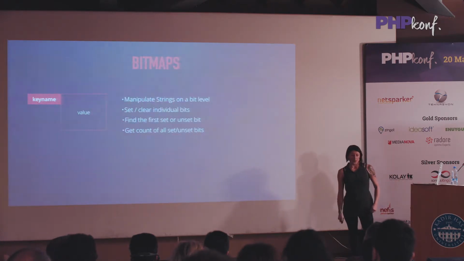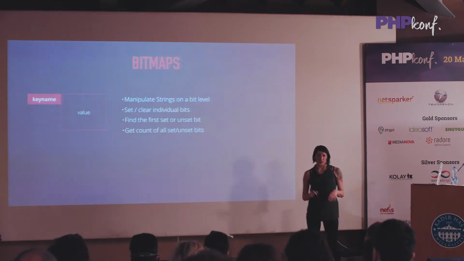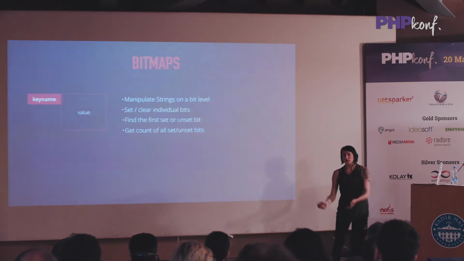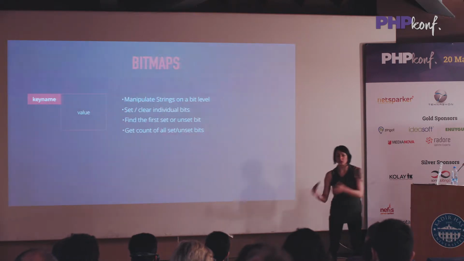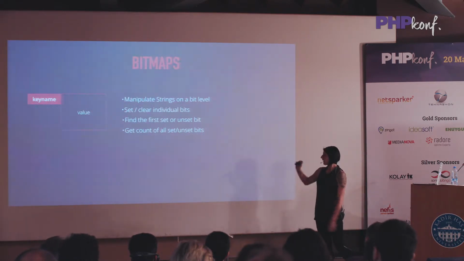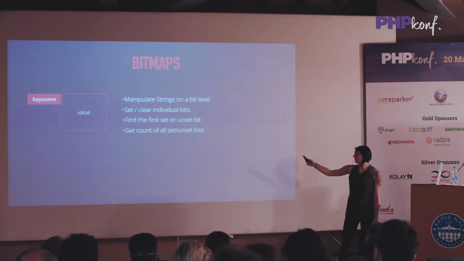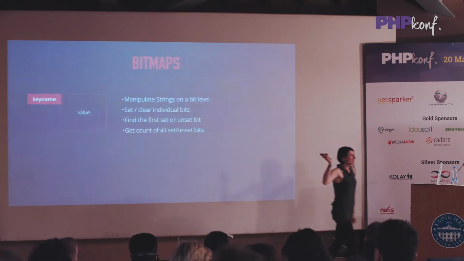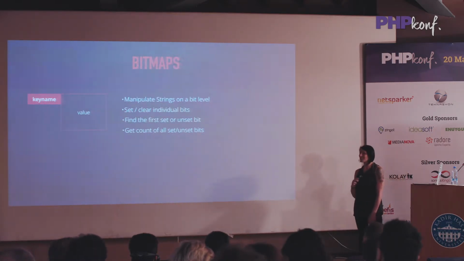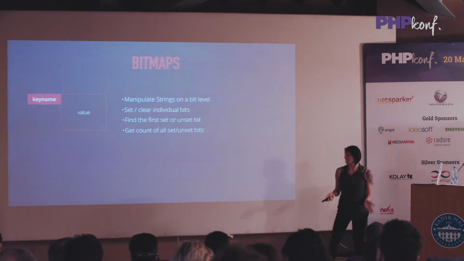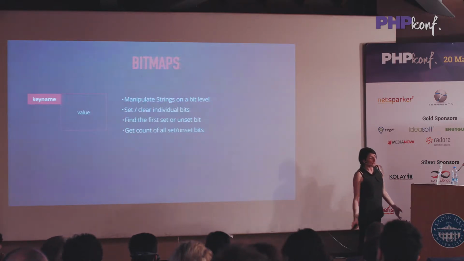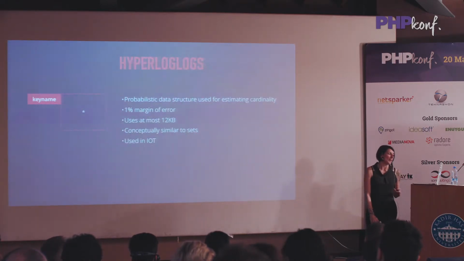Bitmaps. It's like strings, but you have bit access level to the data, so you can manipulate just certain bits without loading the full data and getting that out of Redis, but you can do it directly with certain commands. You can find the first set or unset bit, get count or off. I've never worked with this. This is just what I know from documentation, but I never had the need for this. But I'm sure it must be interesting and probably useful for people that need to do stuff like that.